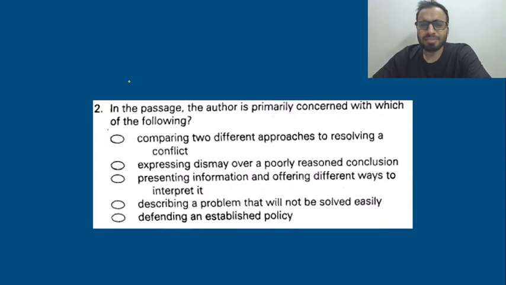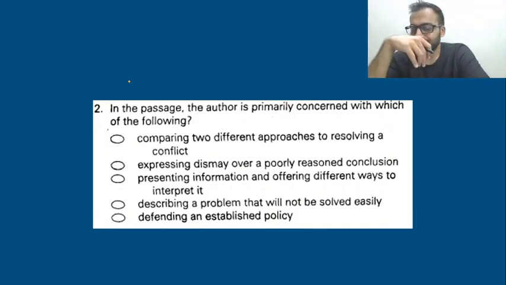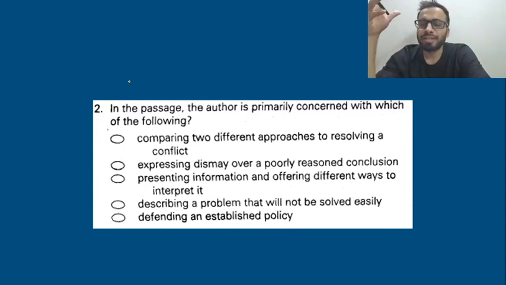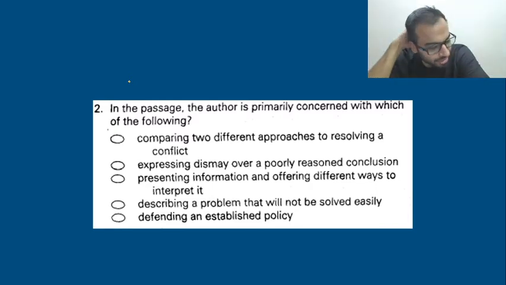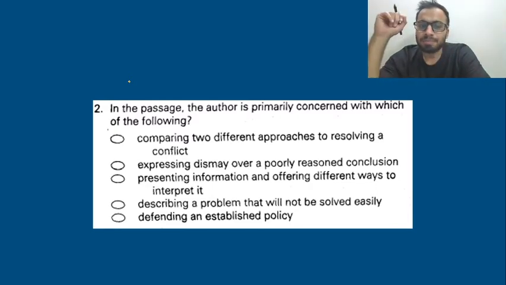All right, let's move on to the next question. In the passage, the author is primarily concerned with which of the following? Again, this is a very general question. There is no reference for you to go and revisit the comprehension. If you've written down a one-line or few-word summary for every paragraph, then you will be able to figure this out. Let's read it. In the passage, the author is primarily concerned with which of the following? Answer option 1.